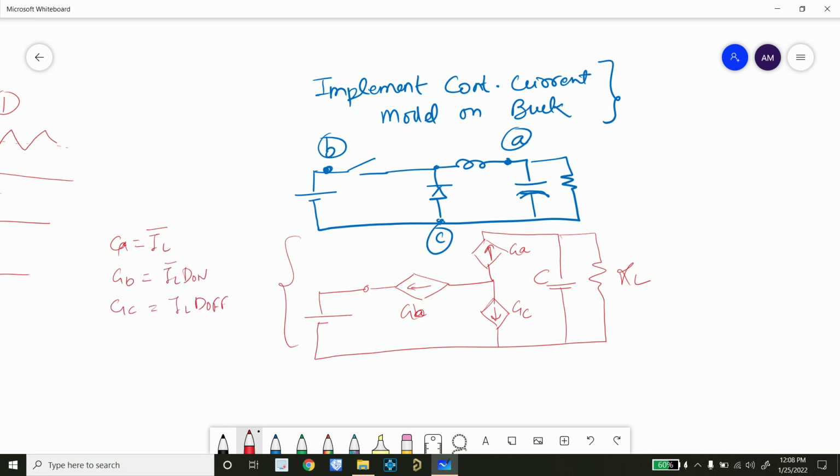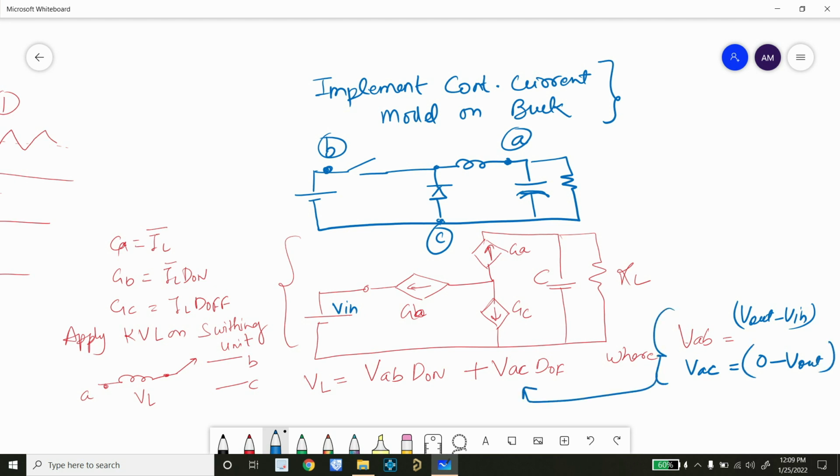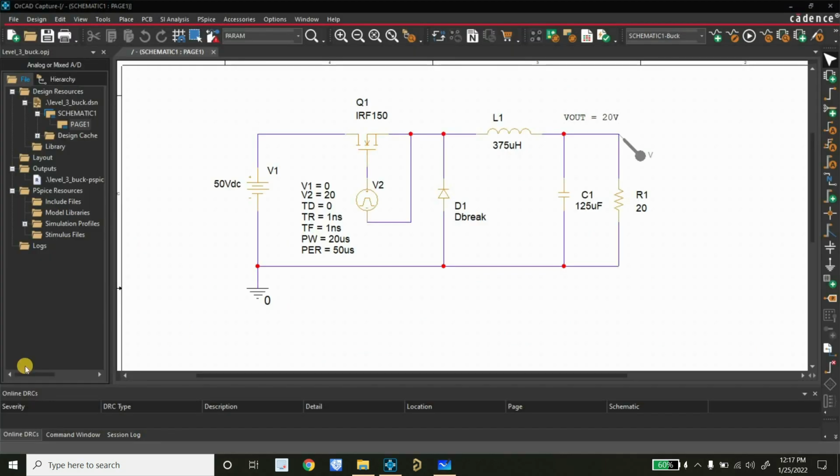Now let's apply KVL on the switching unit. This is the switching unit where we have nodes A, B and C. From there we get V_L equal to V_AB multiplied by D on, plus V_AC multiplied by D off, where V_AB is equal to V_out minus V_in and V_AC is equal to 0 minus V_out. Let's move to the simulation part. But before starting the simulation, I wanted to brief you about the schematic.